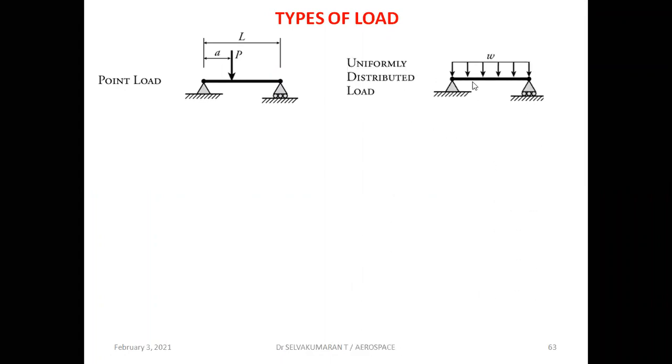We call this a UDL, uniformly distributed load. Sometimes it would be represented like this also in the textbooks. So UDL, uniformly distributed load, and this is a triangular load, or uniformly varying load. Maximum at one end and at the other end it would be zero. So triangular load or uniformly varying load.